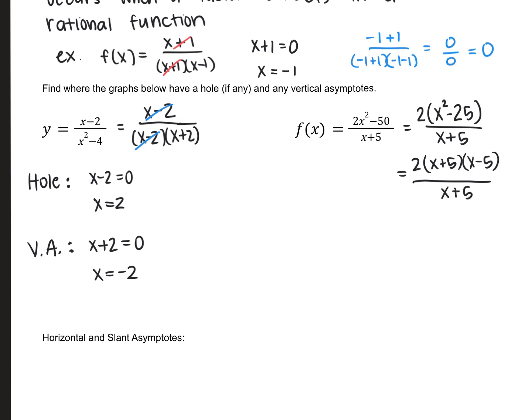So now the x plus 5 is going to cancel, so that tells me I'm going to have a hole when x plus 5 equals 0, which is at x equals negative 5. Now, since that was the only thing in my denominator, I don't have a vertical asymptote now. So my vertical asymptote is none.